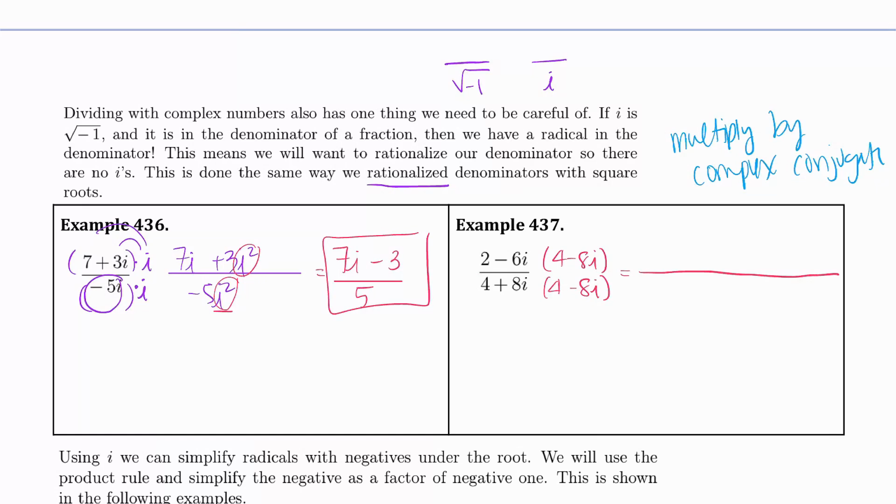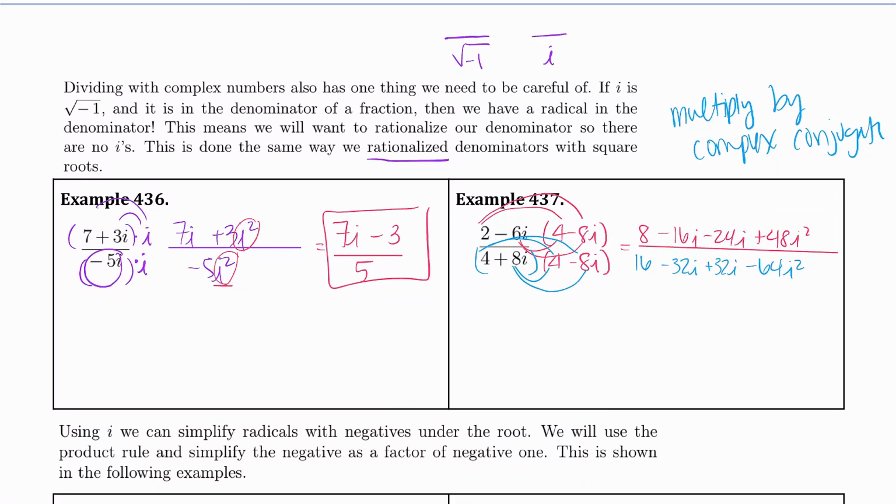All right, let's see what we have on top when we multiply by that. 2 times 4 is 8. 2 times negative 8i is minus 16i. Then we get minus 24i. We get plus 48i squared. On bottom, we distribute. We get 4 times 4 is 16, minus 32i, plus 32i, minus 64i squared. Okay, we're going to combine whatever like terms we have and simplify our i squareds in the process.